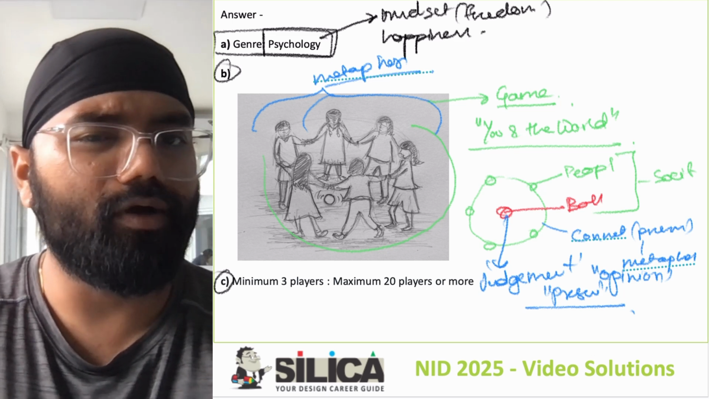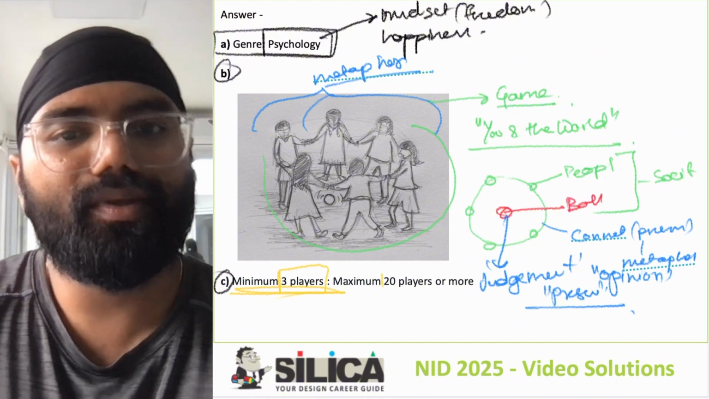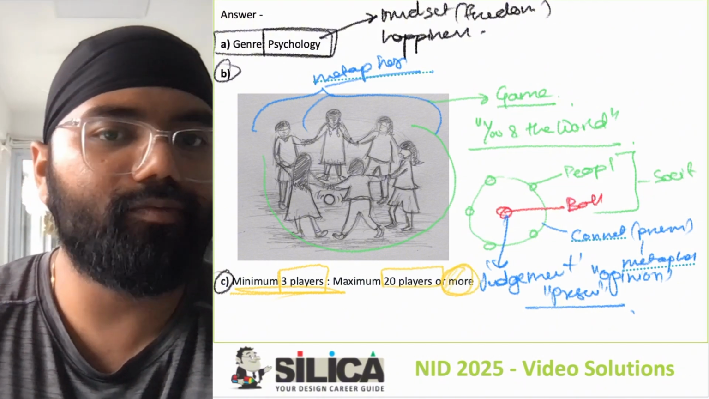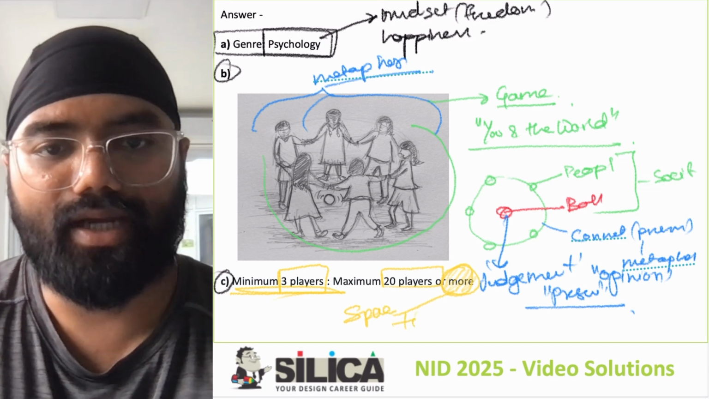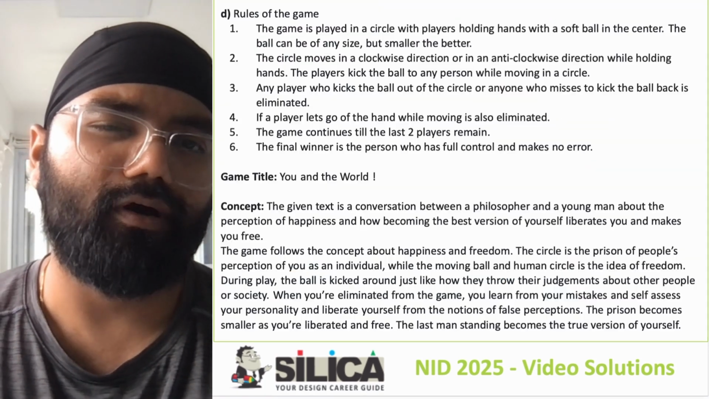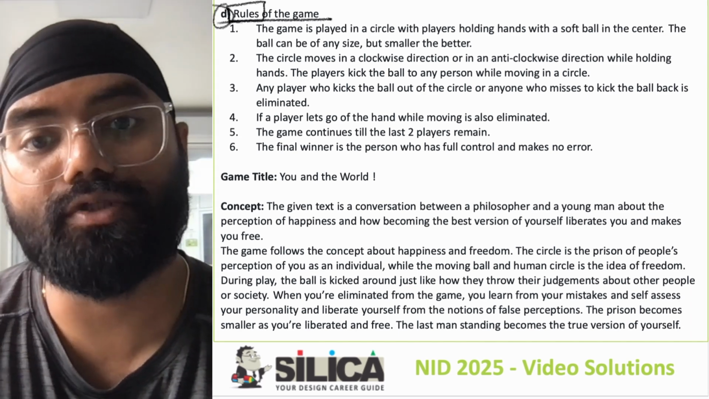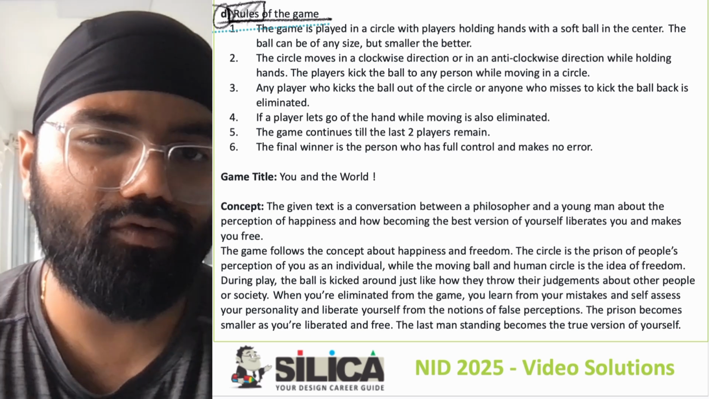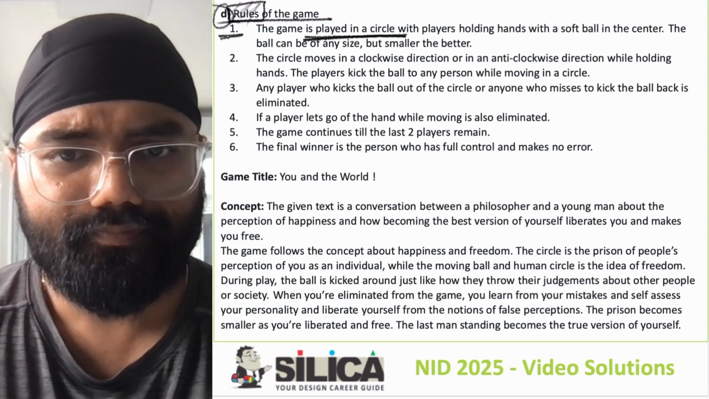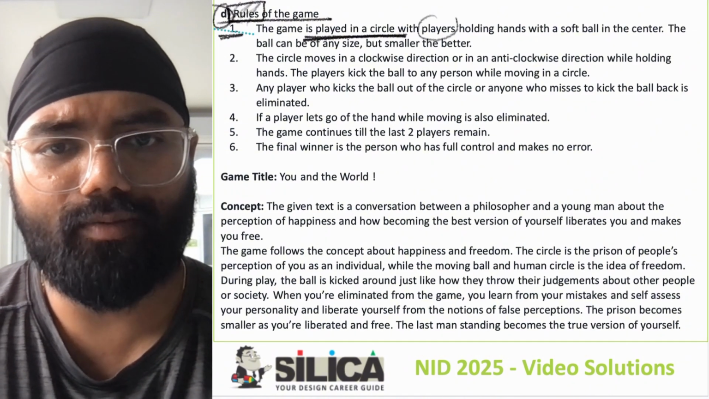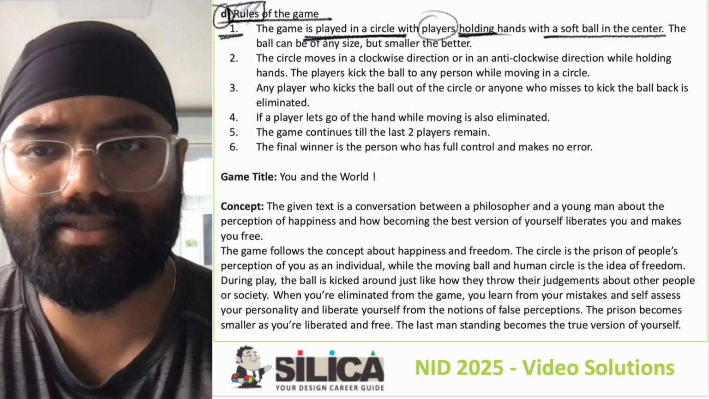If I now move on to part C, which is the number of players, it could be a minimum of 3 and a maximum of 20, or even more depending on the space or time. Now let's move on to part D of the section, where we need to come up with 6 different rules for this game. The first rule: the players need to form a circle and hold hands. A soft ball is placed in the center.